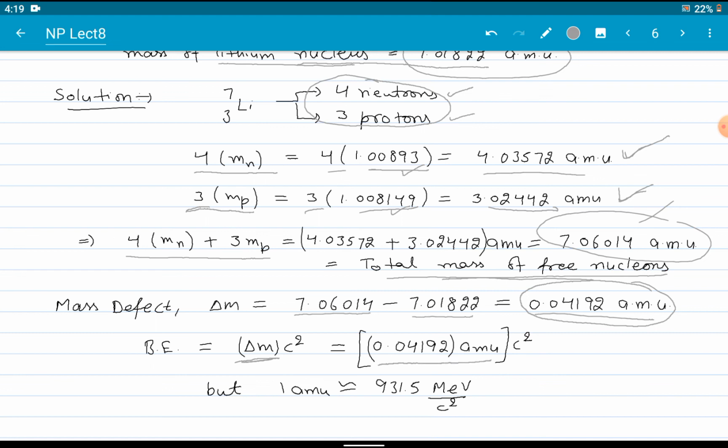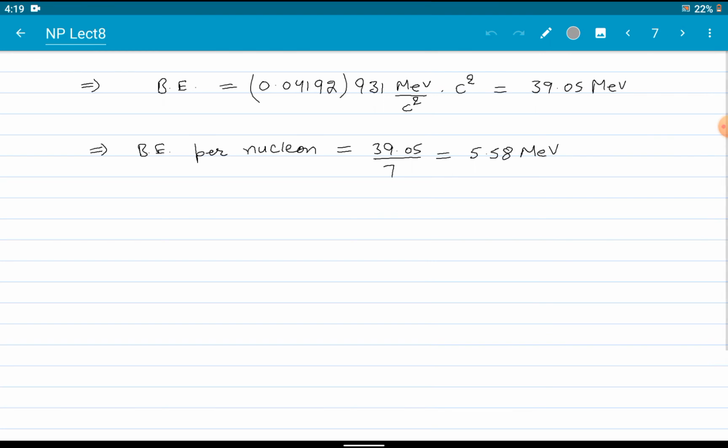अब 1 AMU को मास को हम एनर्जी की टर्म्स में लिखेंगे. So we can write 1 AMU as 931.5 mega electron volt by c square. नेक्स्ट एग्जांपल में हम देखेंगे कि हम 1 AMU को ऐसा क्यों लिख सकते हैं. ठीक है, तो we will write 931 mega electron volt by c square instead of AMU. So let's write, this is the mass defect in AMU. AMU को हमने रिप्लेस कर दिया, c स्क्वायर से c स्क्वायर कट हो जाएगा. आप कैलकुलेट करेंगे तो आपको वैल्यू मिलेगी 13.095 मेगा इलेक्ट्रॉन वोल्ट. तो ये है आपकी एनर्जी, बाइंडिंग एनर्जी है आपके लिथियम न्यूक्लियस की.